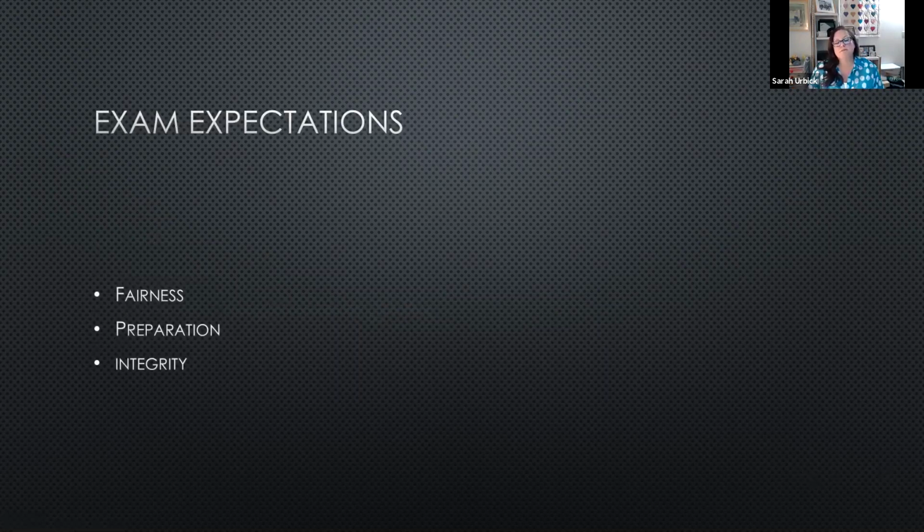Expectations of the exam. So I'm going to start with this. 3 basic principles: fairness on both sides, preparation, and integrity. These are 3 concepts I want to kind of cover. Fairness. I promise I've got certain expectations that I am held to from you and from the education industry, that things are handled fairly, equitably, and concisely.